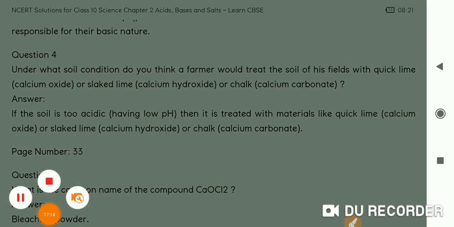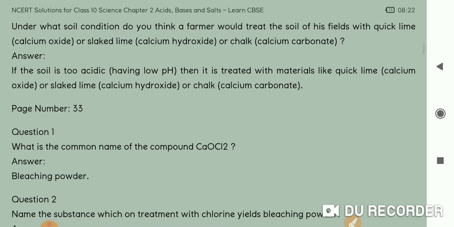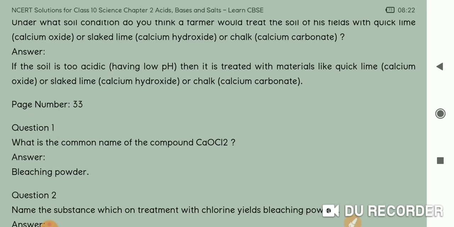Now when these basic substances are added to the soil and if the soil is already basic, then it will increase the basicity, which is harmful to crops. These can be added to the soil when the soil is too acidic, very acidic, having low pH. Then it is treated with materials like calcium hydroxide, that is slaked lime, calcium oxide, that is quicklime, or chalk, that is calcium carbonate, okay?